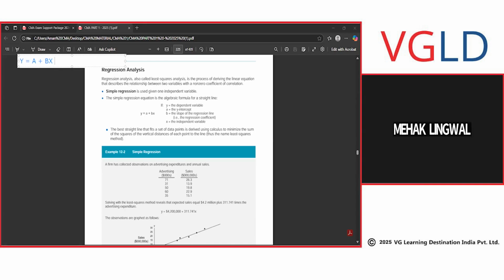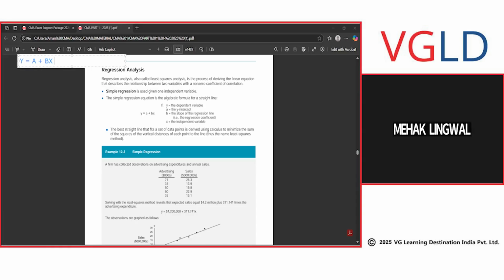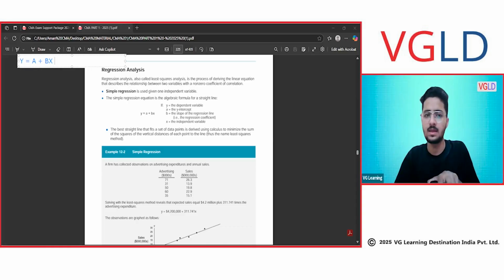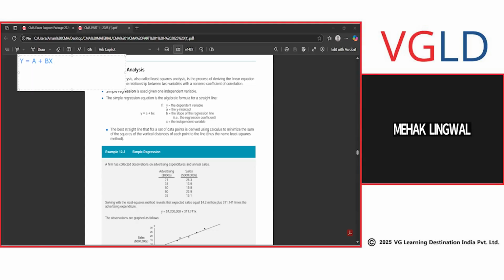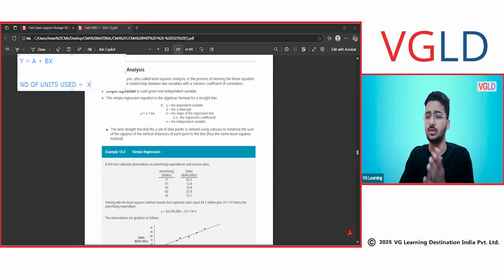Now tell me, Mehak, we have light bills in our house, right? So can we say that our light bill is based on two criteria? Our light bill comes based on the number of units used, right? Yes. So the number of units used, that is your X factor in the linear equation.